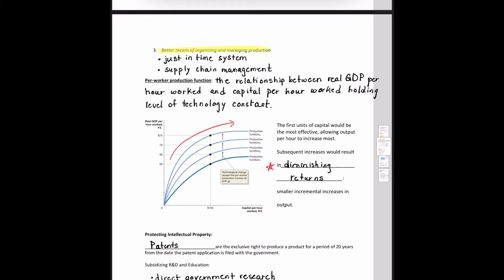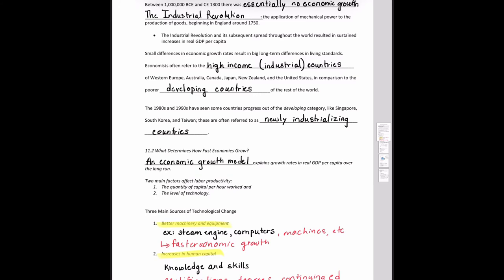So we can make a note up here that for high-income countries, technological change is what increases output per hour more effectively, while for developing countries, increases in capital is more effective.